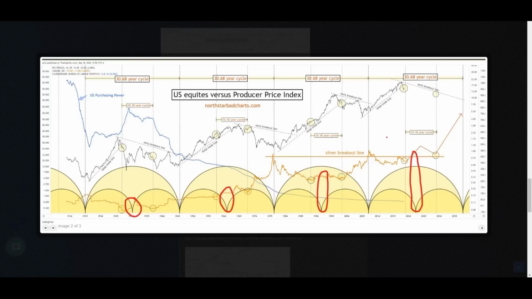But we're definitely closer to a generational low than a generational top. And that's the takeaway you should get from this, guys.